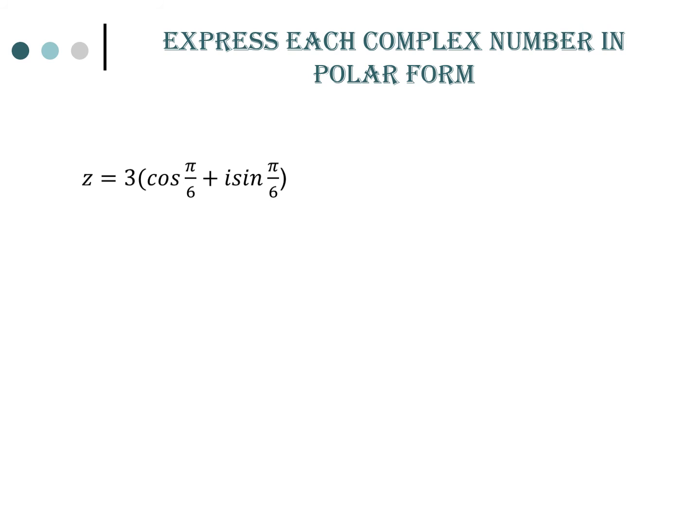Here we have another question. Here you can see that the R is 3, the number over here. And our theta means the angle which is written with the cosine and sine, that is pi over 6. Now convert this pi over 6 into degrees, means multiply by 180 over pi and you will get 30 degrees.